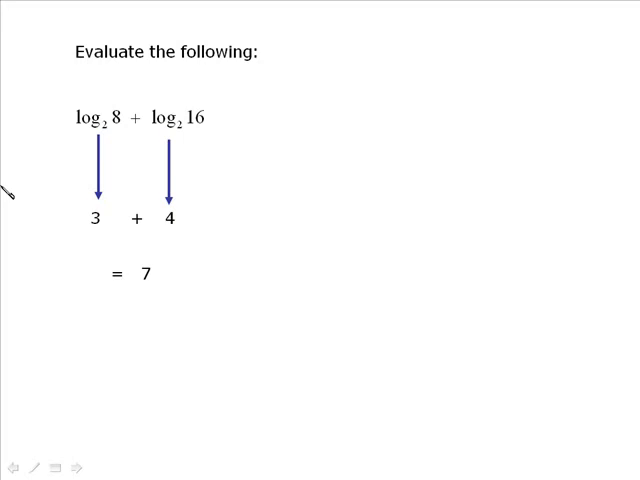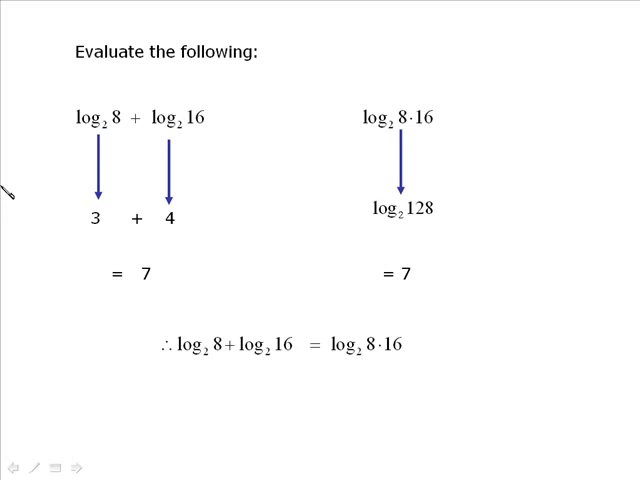Now let's take those same numbers, but look at them a little bit differently. If you were to multiply the 8 by the 16 together and then take the log of it, the log of 8 times 16 base 2, 8 times 16 is 128. And if you evaluated the log of 128 to the base of 2, 2 to the exponent of 7 is equal to that. So what you're noticing is that we're getting the same answer. In other words, the log of 8 base 2 plus the log of 16 base 2 is in fact equal to the log of 8 times 16 base 2. And this is an example of the product law.